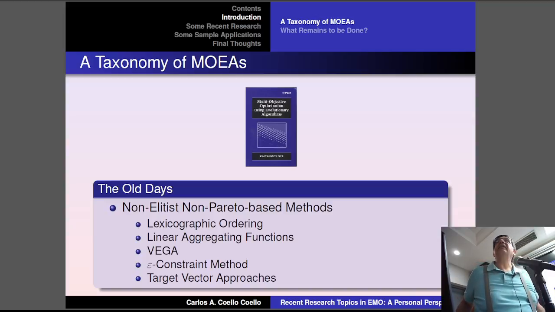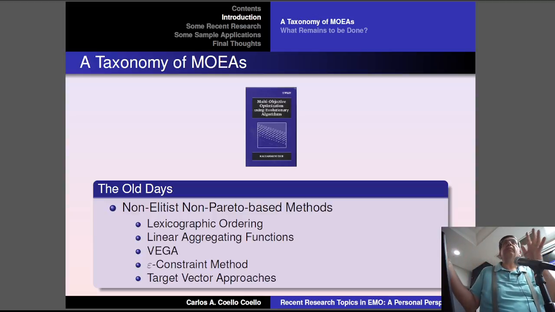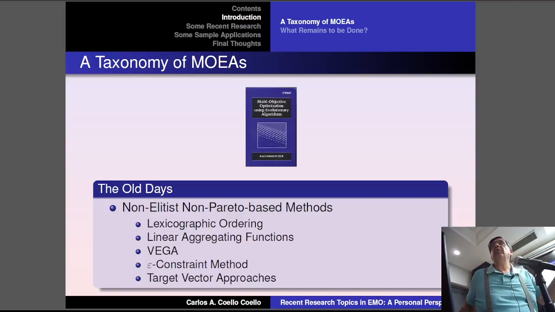There were other algorithms at that time. This is between 1985 and the early 90s. For example, lexicographic ordering or linear aggregating functions. These were very naive approaches. Linear aggregating functions is just adding up all the objectives into a single scalar value. And evolutionary algorithms deal with scalar values. So you are transforming a vector optimization problem into a scalar optimization problem. Once the transformation is done, you can use the evolutionary algorithm regularly with a fitness function value.